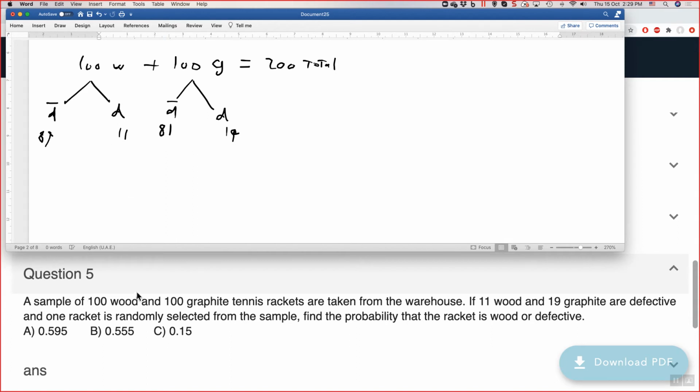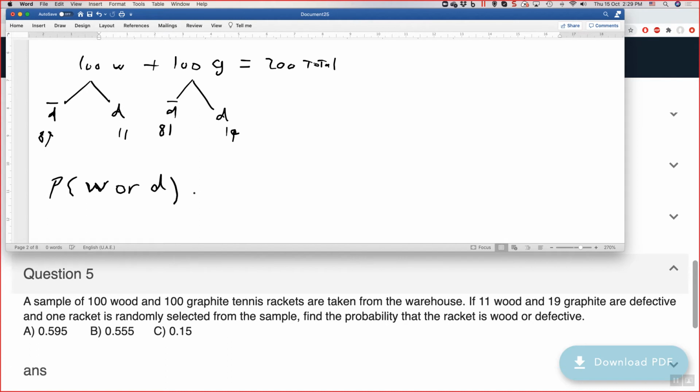Now we can continue reading and understand what the question is. Okay, now we are saying one racket is randomly selected. From all these groups, one is selected. Find the probability that the racket is wood or defective. Now this is the question. The probability the racket is wood, let me just write wood properly, W, or defective.